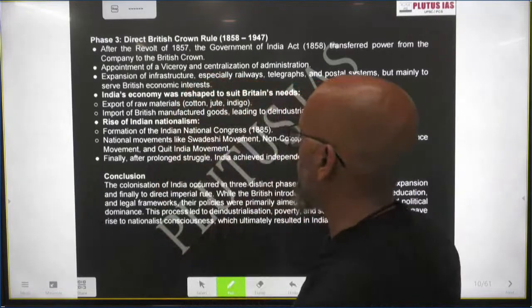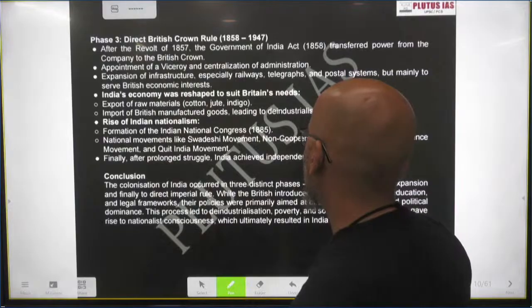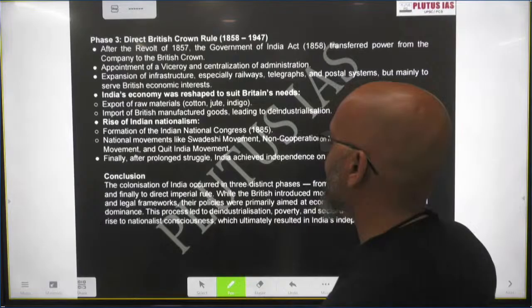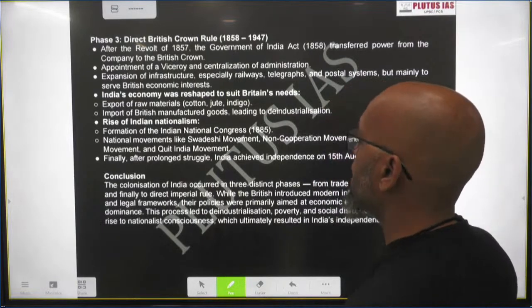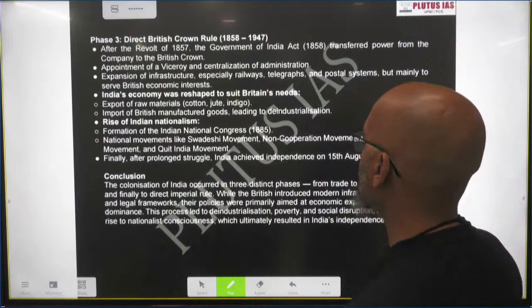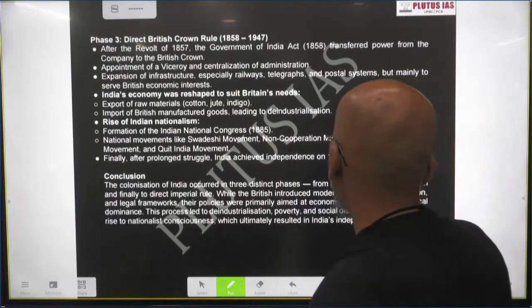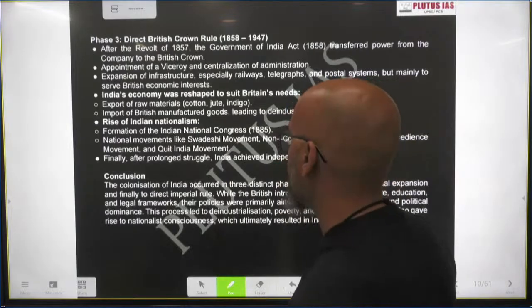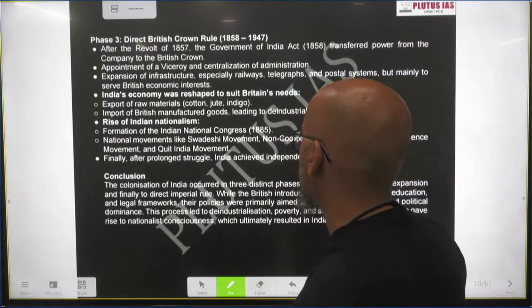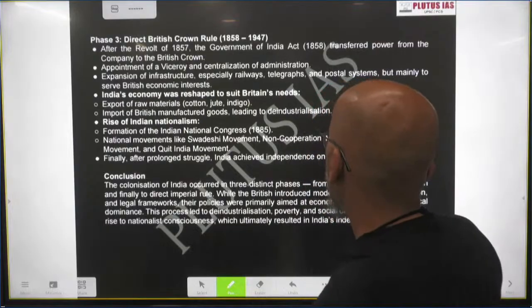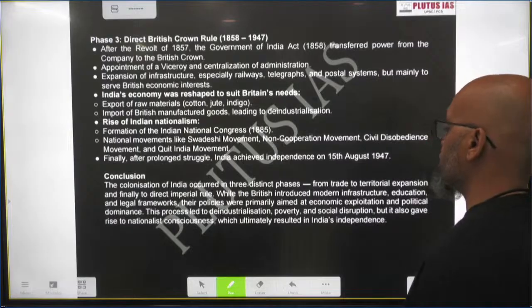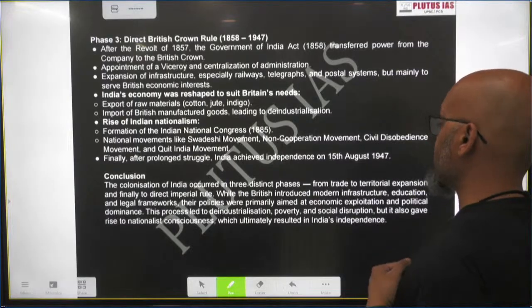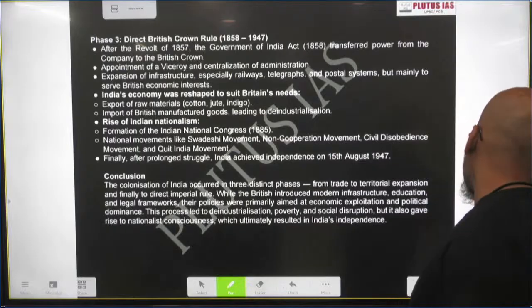Conclusion: the colonization of India occurred in three distinct phases, from trade to territorial and finally to direct imperial rule. While the British introduced modern infrastructure, education, and legal framework, their policies were primarily aimed at economic exploitation and political dominance. This process led to deindustrialization, poverty, and social disruption, but it also gave rise to nationalist consciousness, which ultimately resulted in India's independence.